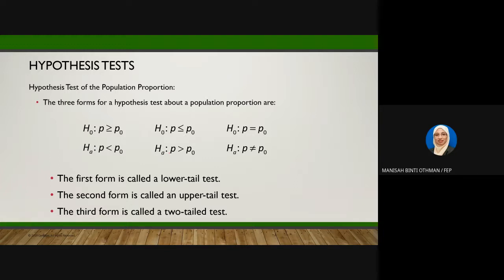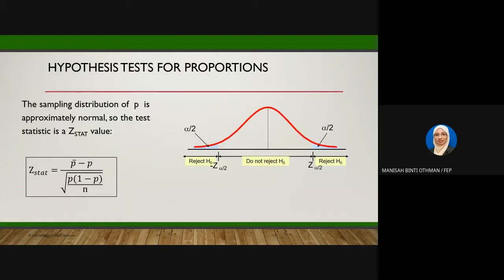So you have one tail and two tail. The first two are one tail, and the last one is the two tail. Upper tail, lower tail, and then two tail. Lower tail, upper tail, and two tail.